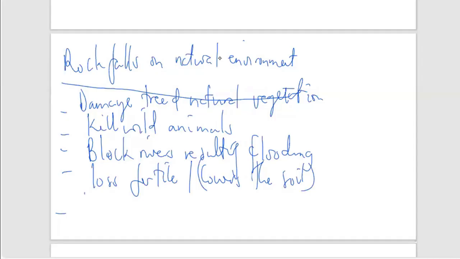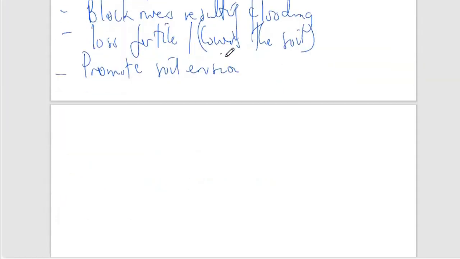And also, they promote soil erosion. As the rocks fall along, they can create some pathways that are likely to be followed by running water, and those pathways will gradually develop into gullies, which is a factor of soil erosion. Right, that is some of the ideas. Those are some of the ideas that you can use to answer that question.